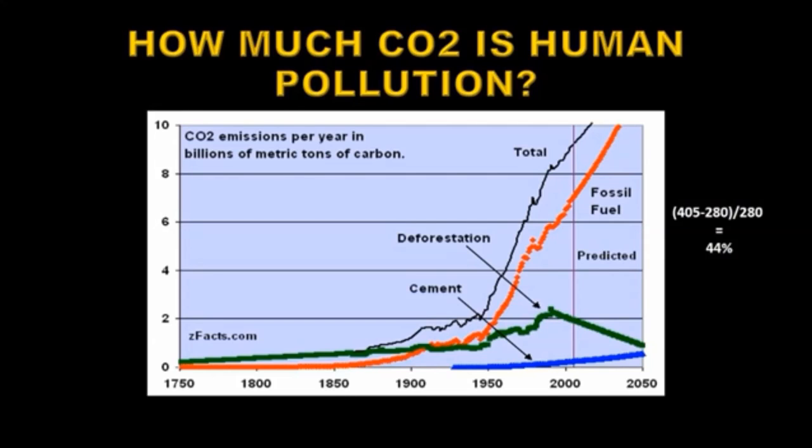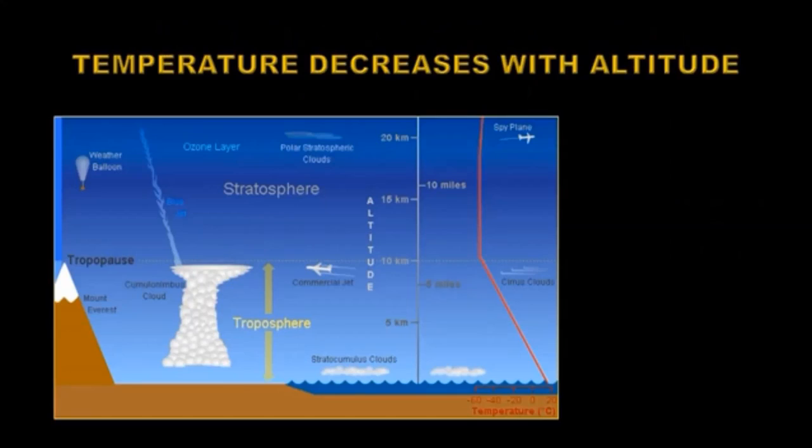So humans have increased carbon dioxide content in the atmosphere by about 44%. Let's take a look at what happens in our atmosphere for a little while. We live in the troposphere, the lowest level of the Earth's atmosphere. In that layer, the temperature falls as a function of altitude from about 16 degrees centigrade at the surface to about minus 50 degrees centigrade at the top of the troposphere.